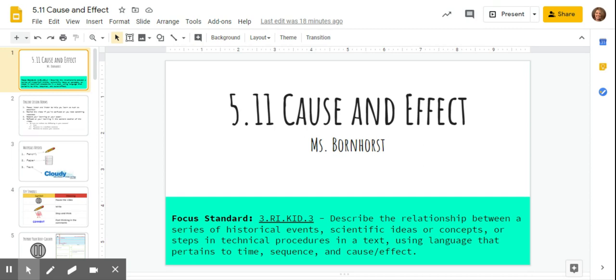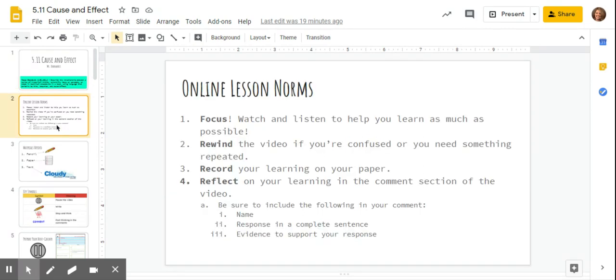This week, we are going to continue to focus on different reading standards. Our standard this week has to deal with cause and effect, and we've talked about this a little bit during school, but now we are going to dive in and practice identifying cause and effect relationships through text and through images.